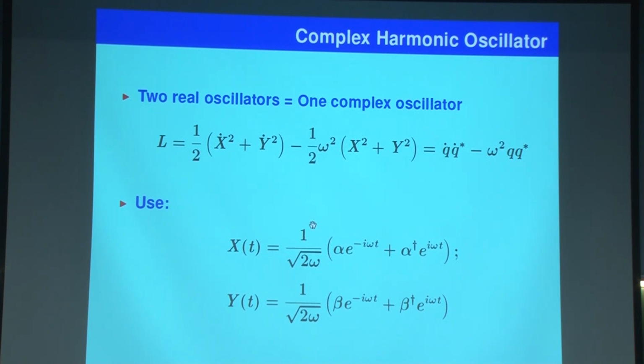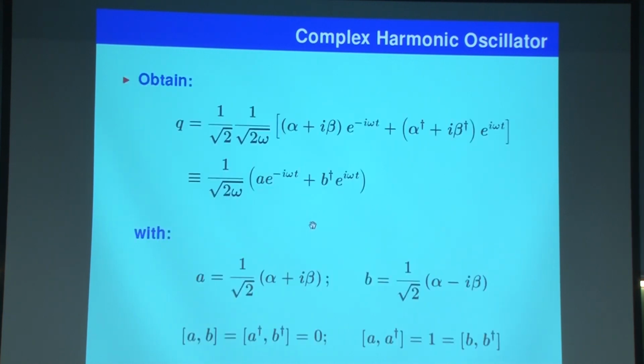Now these are oscillators, so I know that x goes as some alpha e to the minus i omega t plus alpha dagger e to the i omega t. So alpha and alpha dagger are the annihilation and creation operators for the x oscillator. Similarly, I have a beta and beta dagger for the y oscillator, and of course they have the standard commutation rules. Alpha commutes with alpha, alpha dagger commutes with alpha dagger, and the alpha alpha dagger commutator is 1. Similarly for beta, and beta and alpha commute with each other.